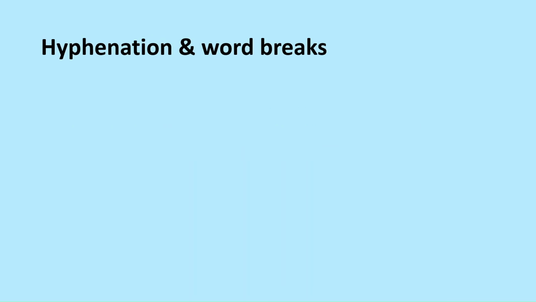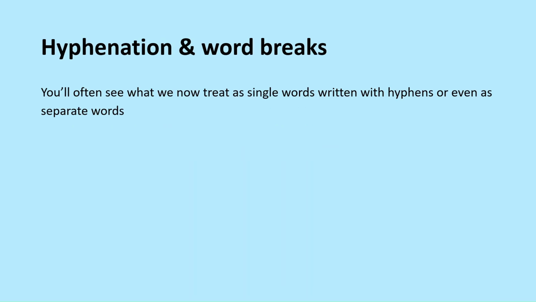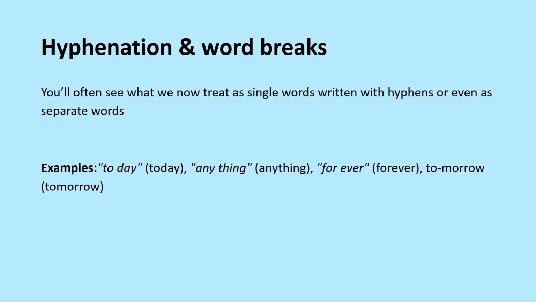When it comes to hyphenation and word breaks, you'll often see that what we now treat as a single word being written with hyphens or even as separate words. This reflects how word boundaries were still evolving. For example, today used to be spelled separately as to day, or anything, forever, or tomorrow was hyphenated.